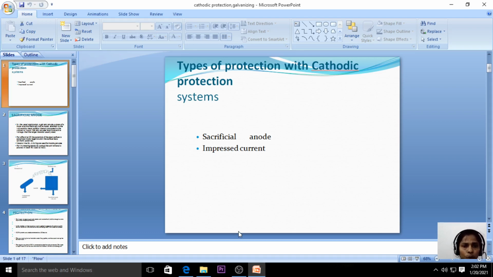We have two techniques for cathodic protection. One is sacrificial anodic protection and the other is impressed current cathodic protection. Let us see one by one what is meant by sacrificial anodic protection and impressed current cathodic protection.